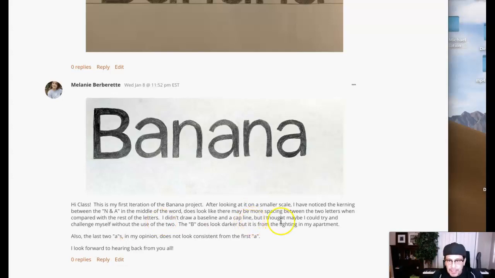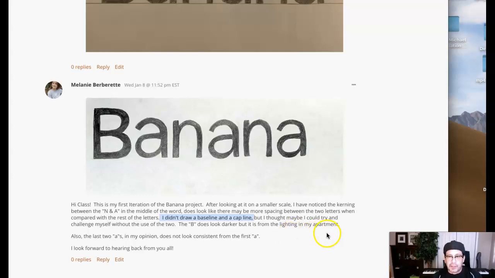Okay, so back to where we were. Two letters. I didn't draw a baseline and a cap line. That was a mistake, Melanie. I'll explain why in a second. I didn't draw a baseline and a cap line, but I thought I maybe could try and challenge myself without the use of the two. That's just too hard. I appreciate a good challenge as much as the next guy, but that is just a really daunting task.